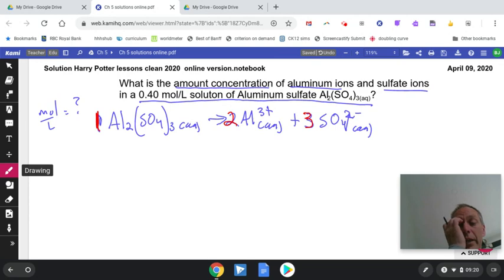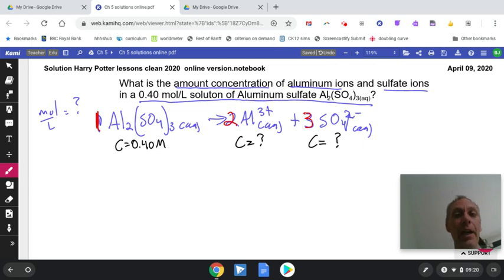Okay, so now the question says we have a concentration of 0.40 moles per liter, or capital M, of Al2(SO4)3. What would be the concentration of aluminum? What would be the concentration of sulfate? Now, if you're really on the ball, you can do this in your head. I'm going to do the stoich, and you can make a prediction right now as well. What is the concentration of those ions?